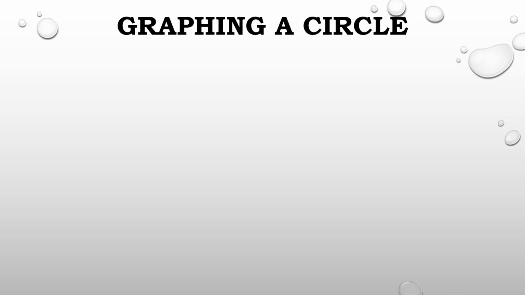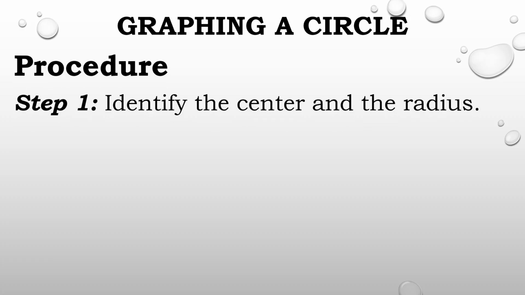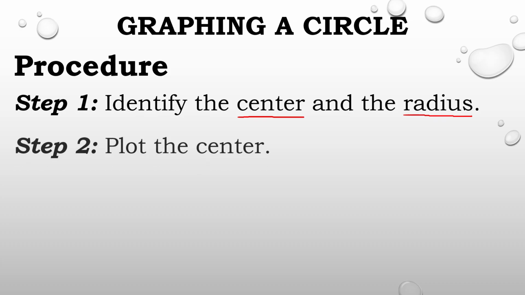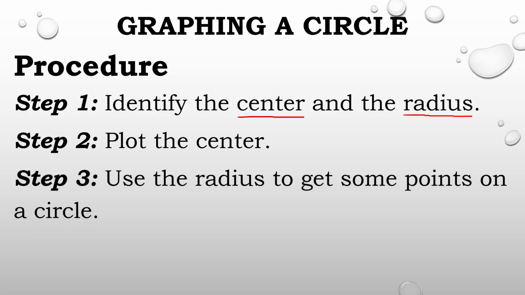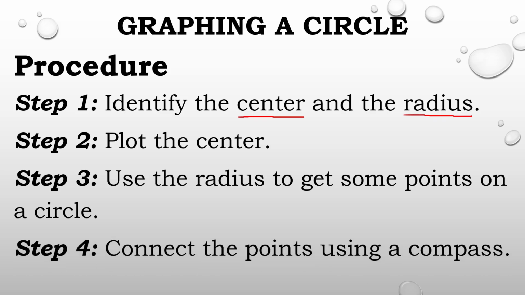Now, let's discuss the main objective of this lesson, graphing a circle. We have a procedure to follow. First, identify the coordinates of the center and the length of the radius. Second step, using the coordinates of the center, we plot the point in a Cartesian plane. Third step, after plotting the point, we use the length of the radius to get some points on the circle. Lastly, we connect the points using a compass.